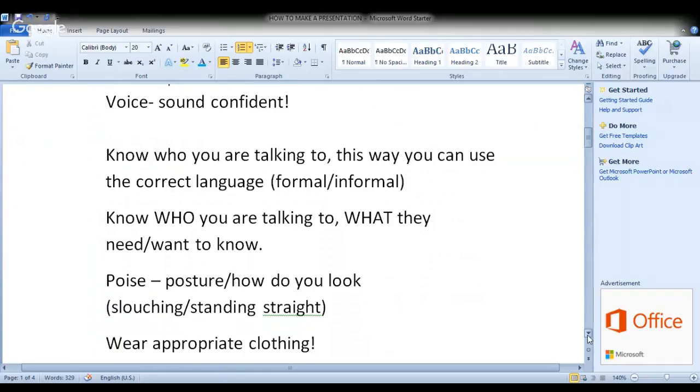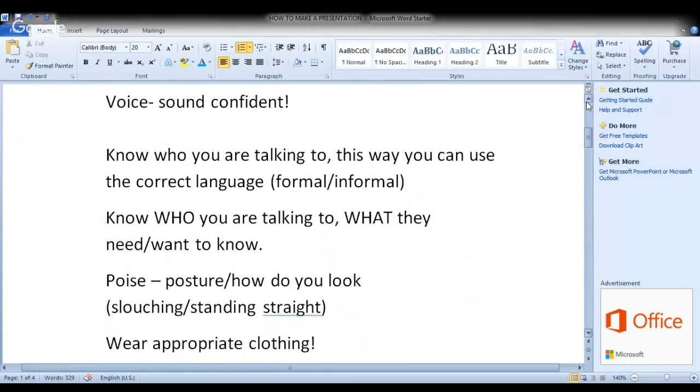Okay. Voice: sound confident. Know who you are talking to. This way you can use the correct language, formal, informal. Know who you are talking to, what they need, want to know. Poise, posture. How do you look? Slouching, standing straight, where appropriate.